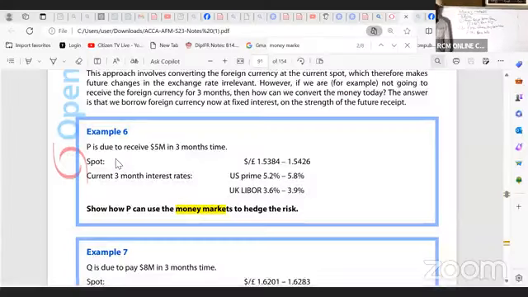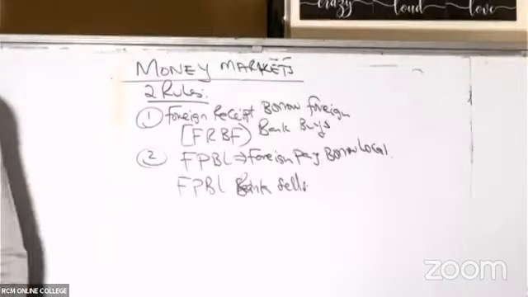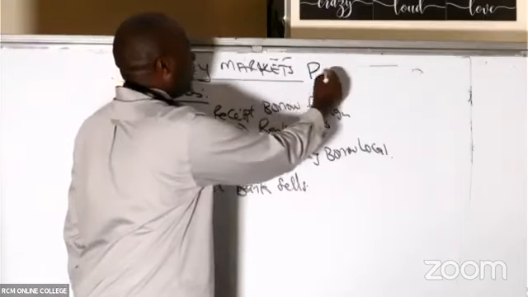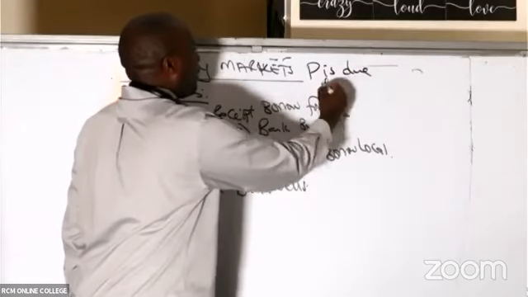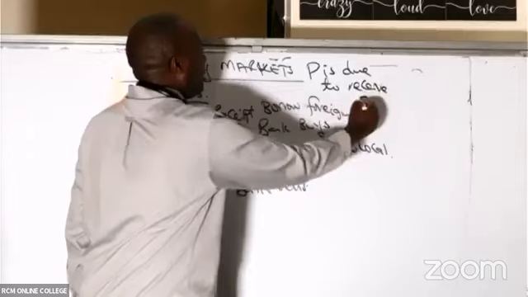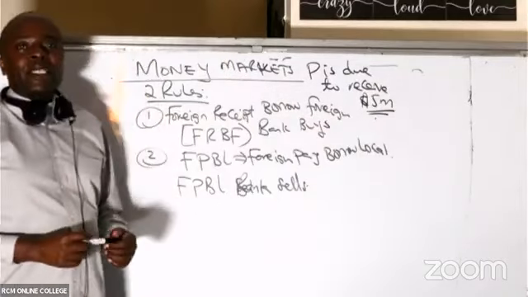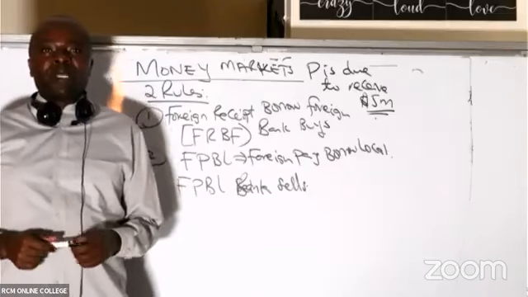We are told that P is due to receive $5 million in 3 months' time. And then I can see there is a dollar, there is a pound. And this is a crazy kind of examiner. These are not very good examiners. Because you see, this guy has just told you that P is due to receive $5 million.